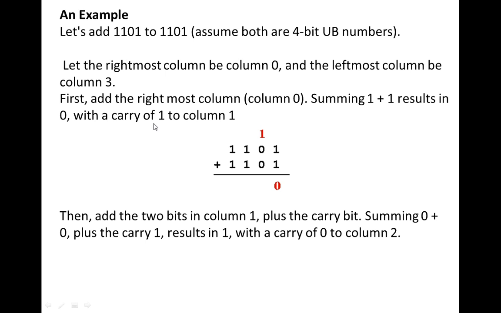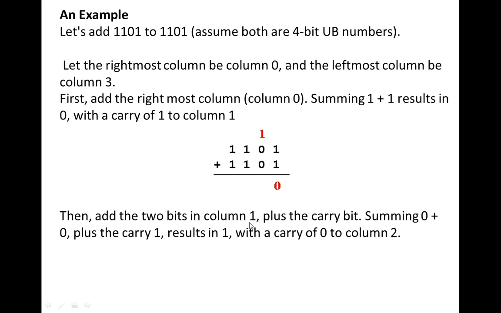Summing 1 plus 1 results in 0 with the carry of 1 to column 1. So this is column 0, this is 1, this is 2 and this is 3. If I add 1 plus 1, the output is 2, and 2 in binary is 10. So 0 comes in column 0 and 1 goes to column 1. So this is 0 and this is a carry.